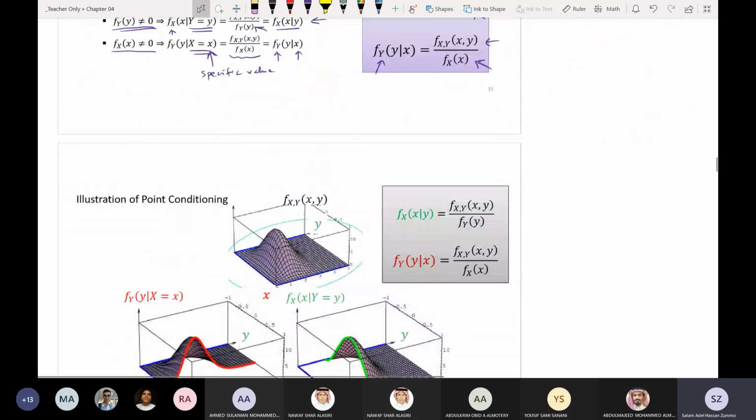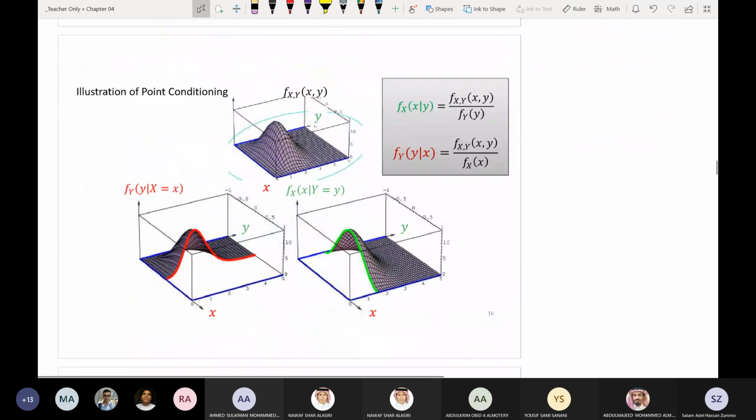So now let's explain how this works. Assume graphically that the joint PDF looks like this. This is a two-dimensional graph, with this being the x axis and this being the y axis, and this is the PDF f_XY(x, y). So we have a three-dimensional graph because we have x and y, two dimensions, and we have f_XY(x, y) of x and y.